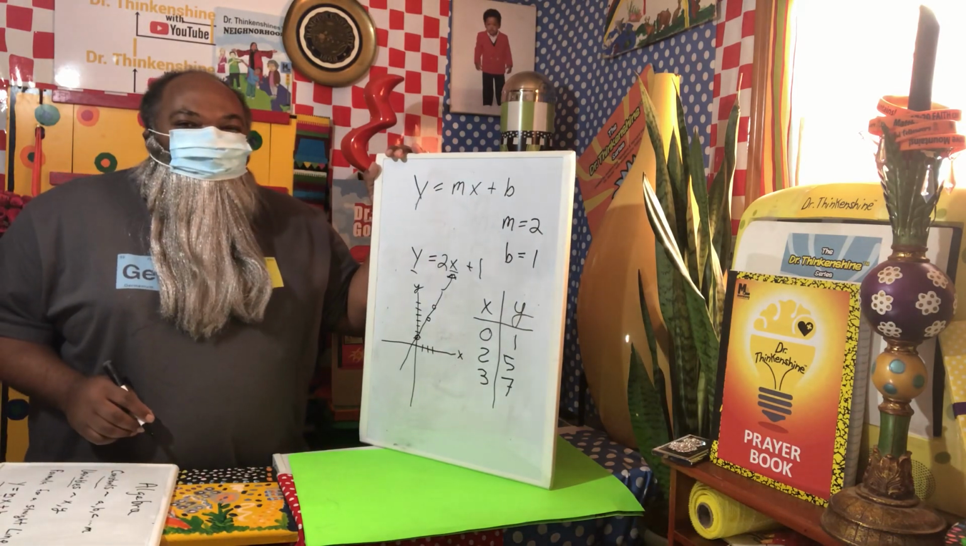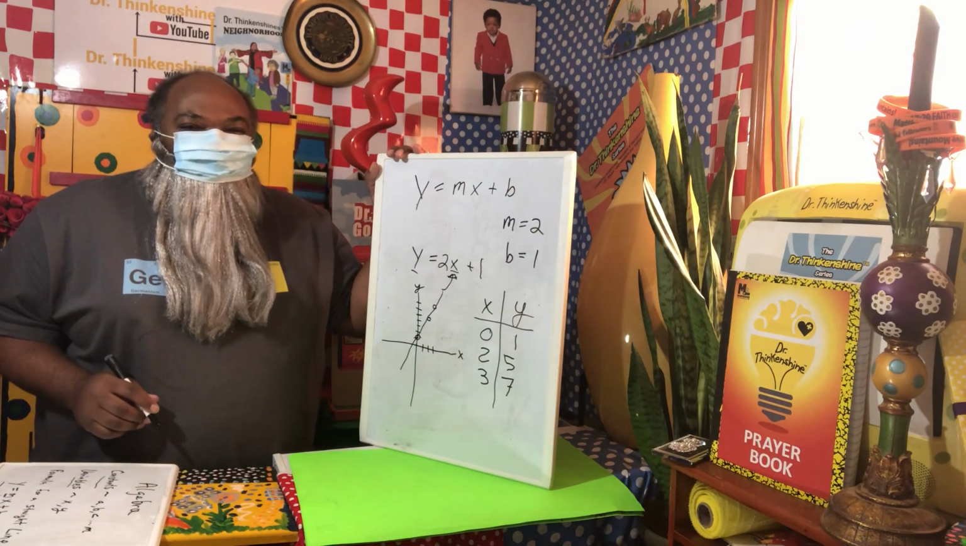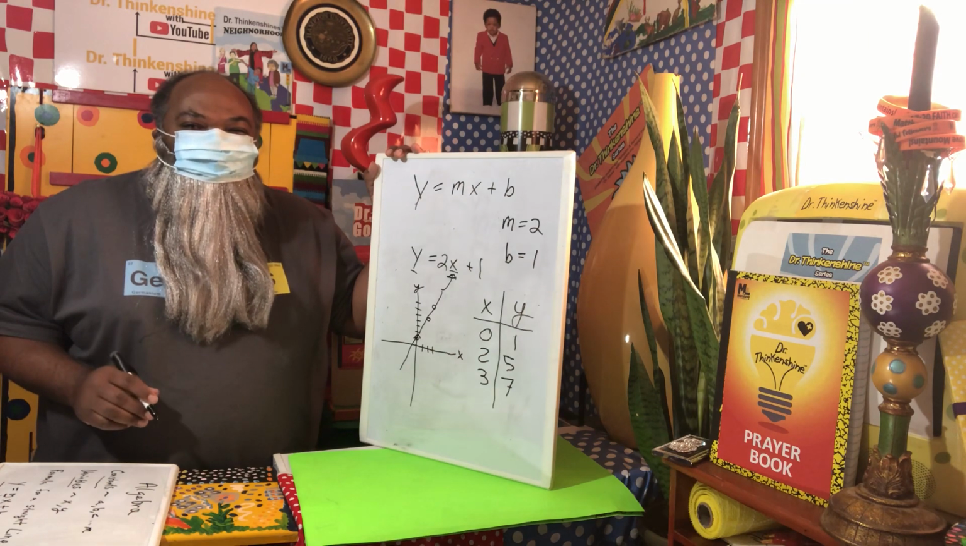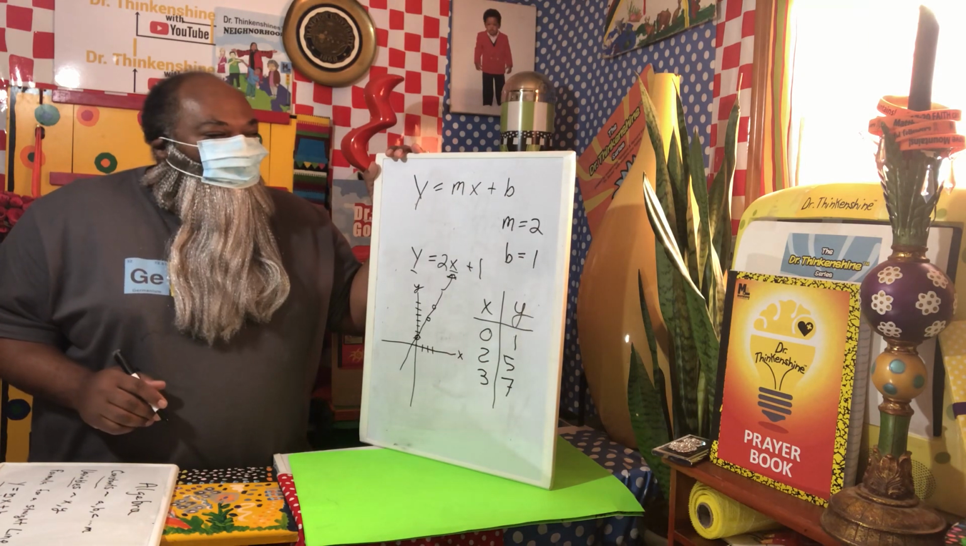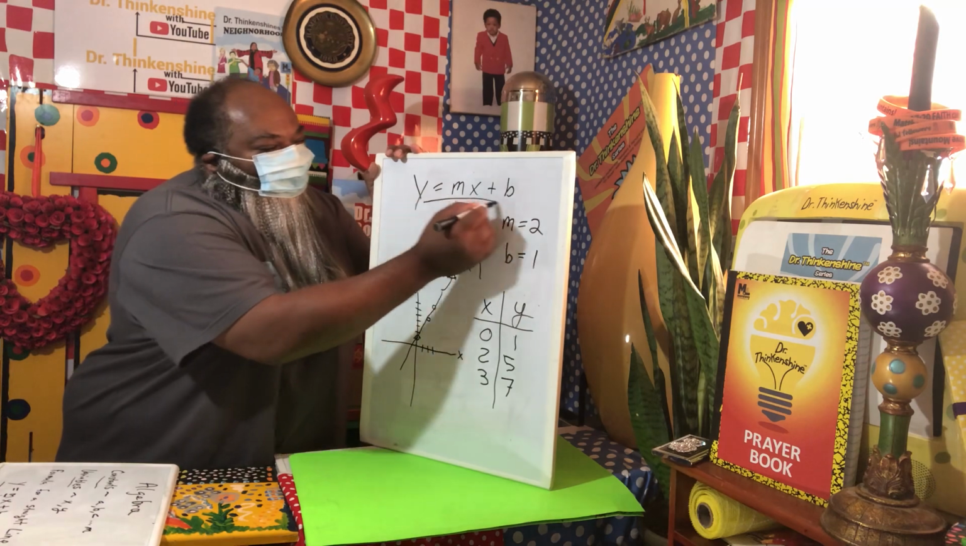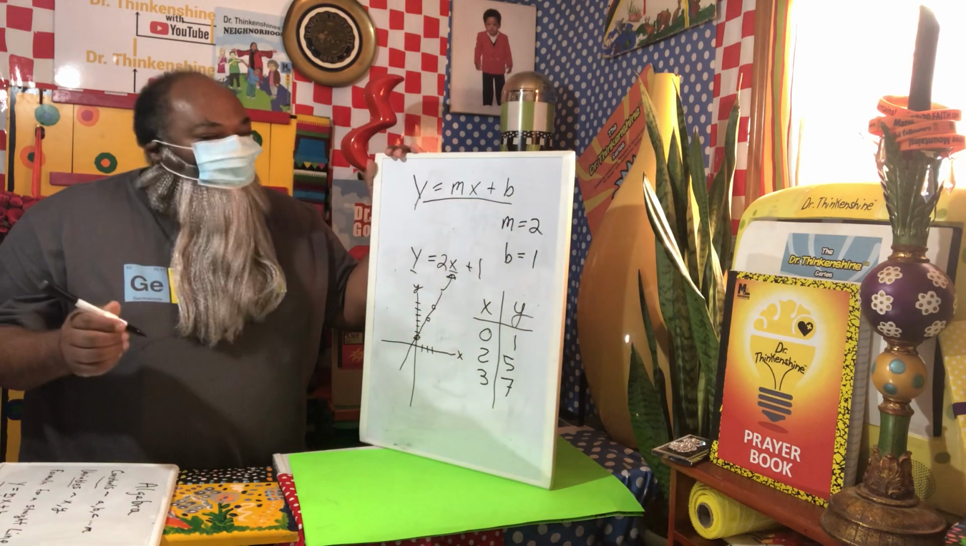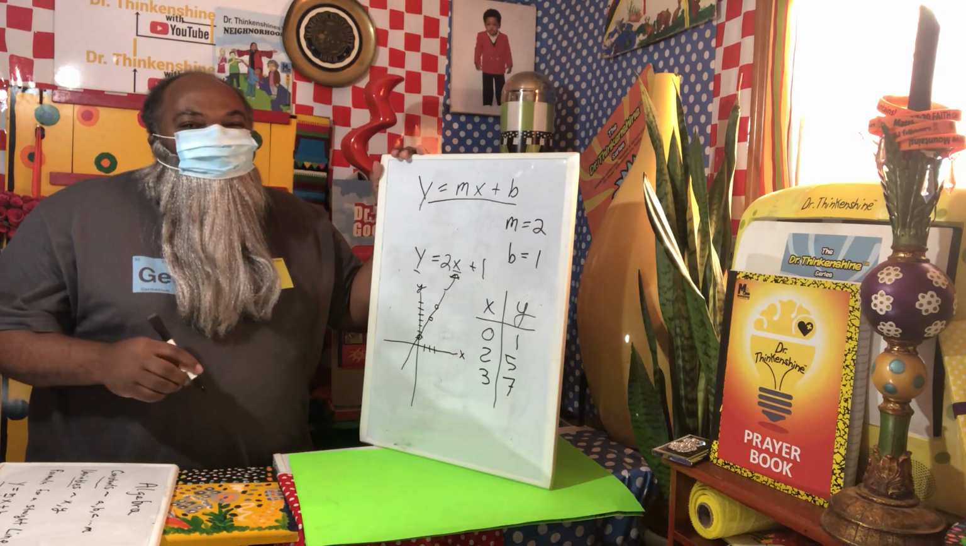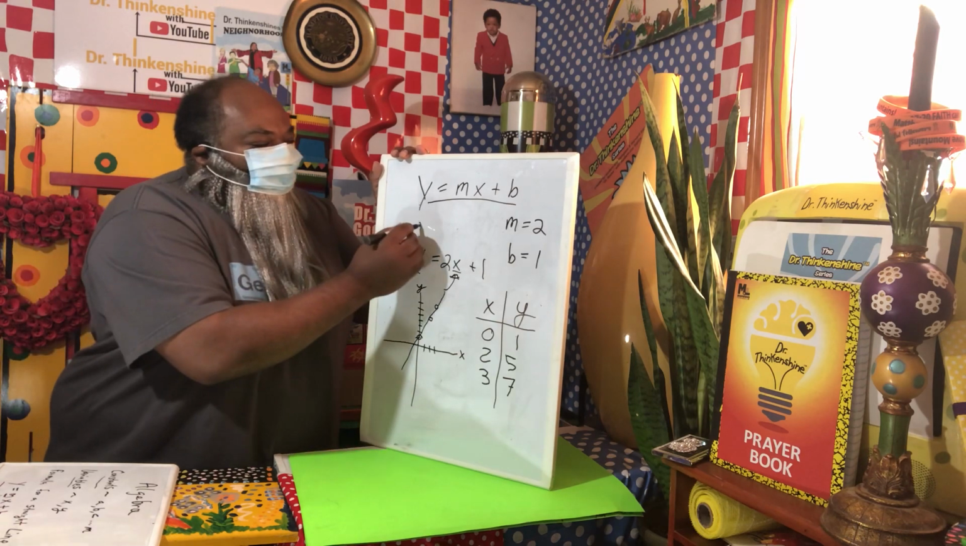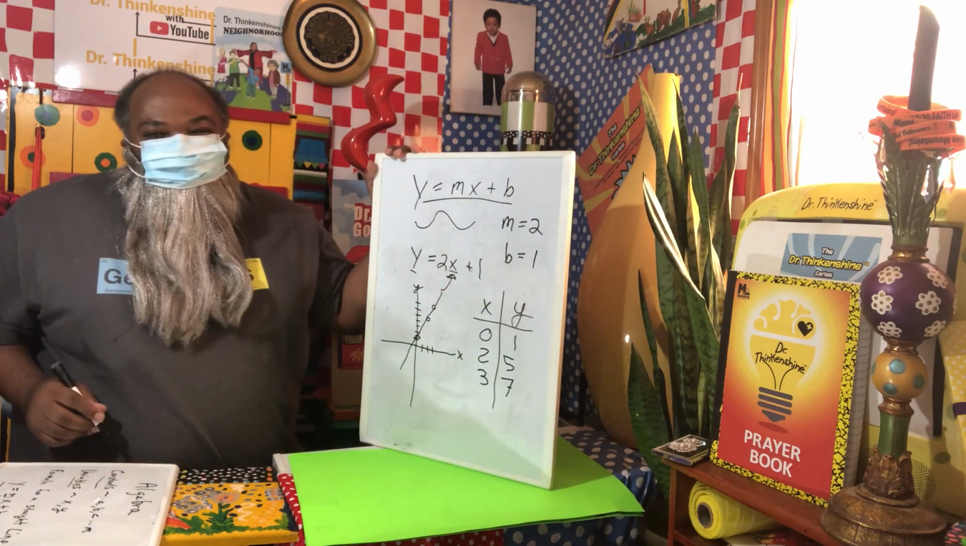Well, algebra is somewhat complex, but somewhat simple. This is a linear formula, because it's the formula of a line, but it could be more complex. It could be nonlinear, which is not a straight line.